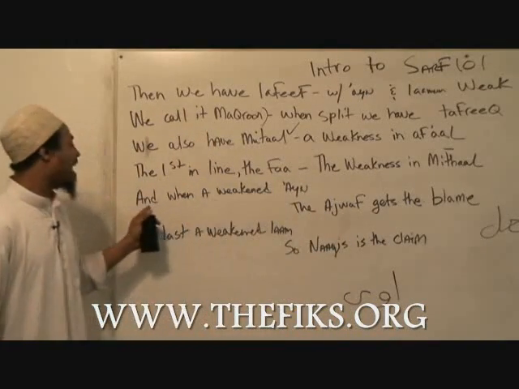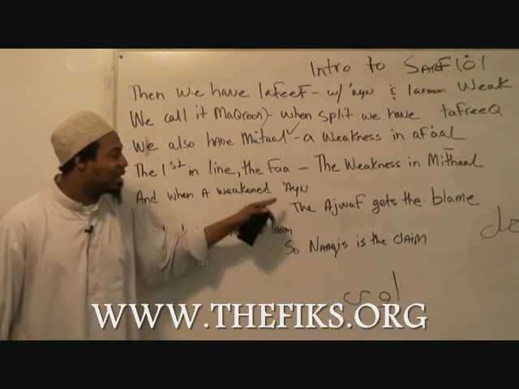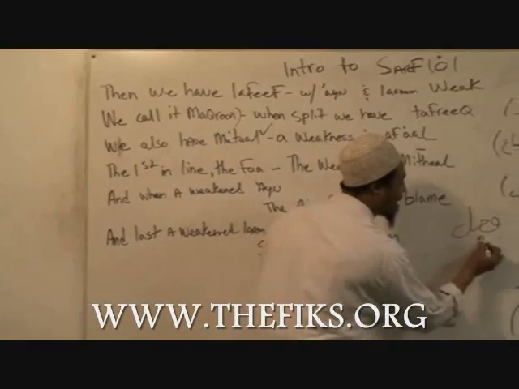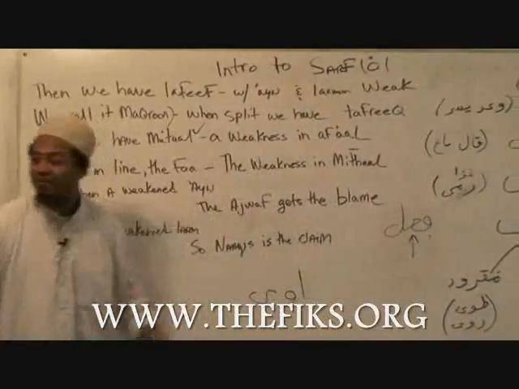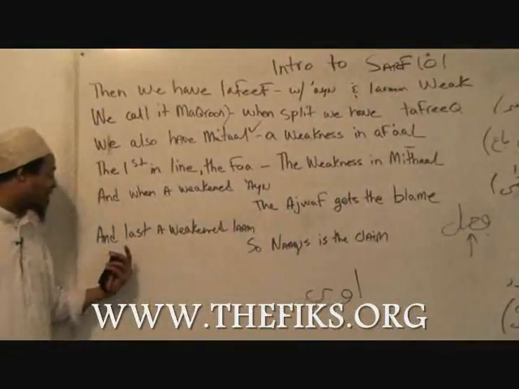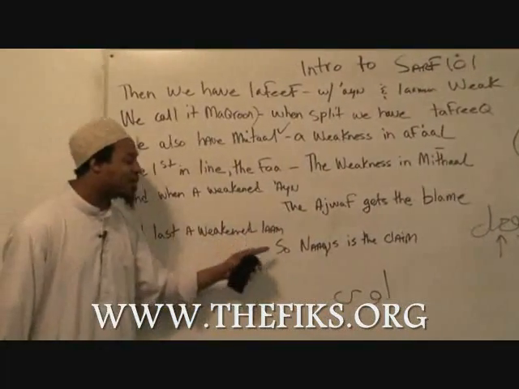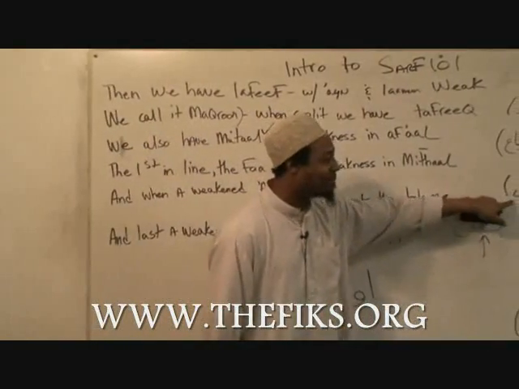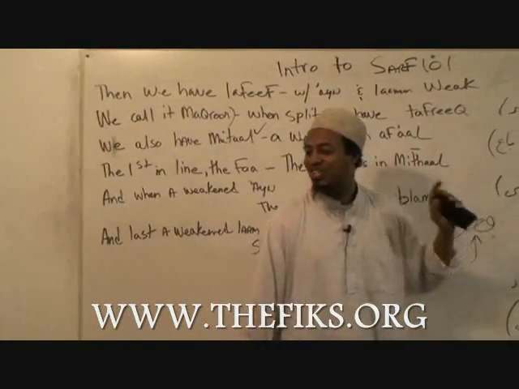Okay? Then it says, and when a weakened ain, the ajwaf gets the blame. So if there's a weakness in the ain of the word, then what do we call it? Al-ajwaf. Then ajwaf gets the blame. Okay? And last, a weakened lam, so naqis is the claim. So when it has a weakened lam, then we call it naqis.